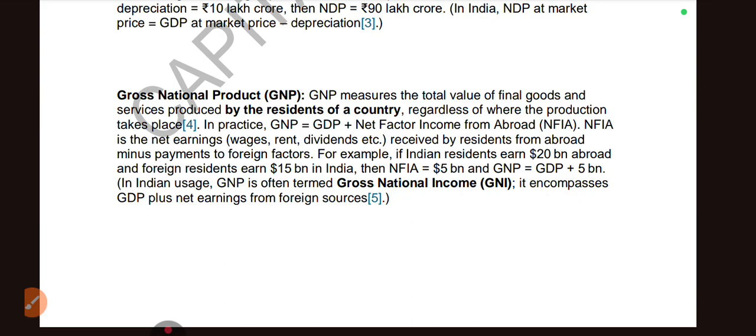See, gross national product, I will explain with an example. What is gross national product? Now we understand GDP, right? GDP is the total value of goods produced within 1 year in a specific country, which is known as GDP. GNP means plus abroad income. GDP plus abroad income. For example, if any Indian is working abroad and sending money to India, that counts as abroad income. So GDP plus abroad income is known as GNP.